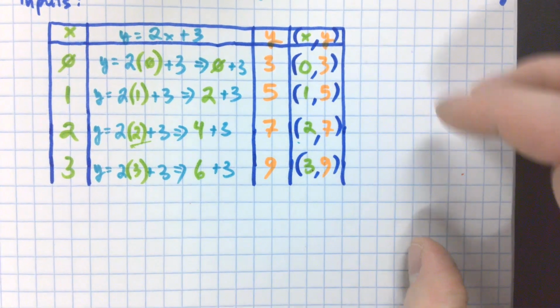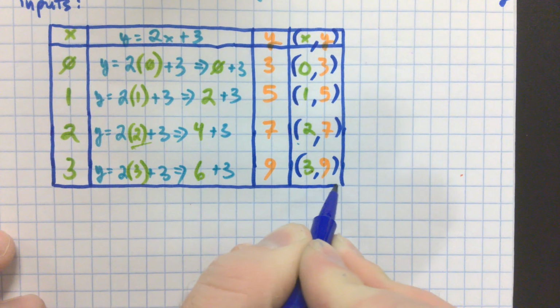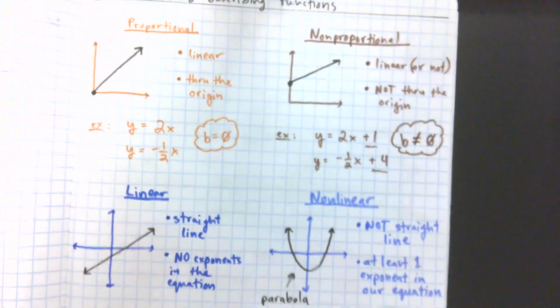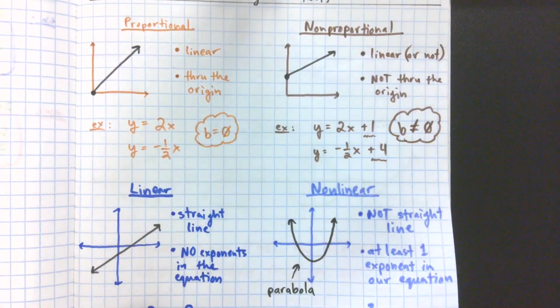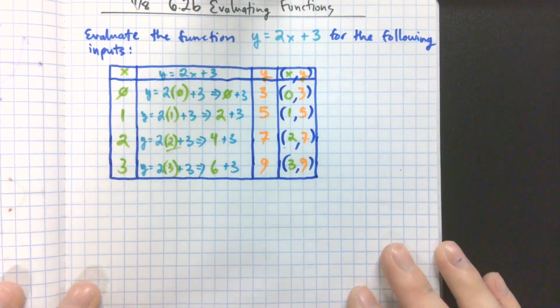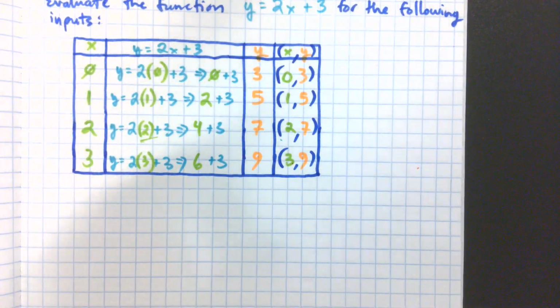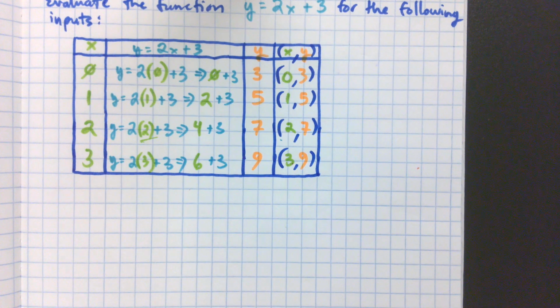Now, we talked yesterday about describing functions. We're going to end that table there. Yesterday we talked about describing functions with these 4 terms: proportional, non-proportional, linear, and non-linear. So is this function here proportional or non-proportional? Give me a thumbs up if you think it's proportional. Give me a thumbs down if you think it is non-proportional. Thumbs up for proportional, thumbs down for non-proportional.